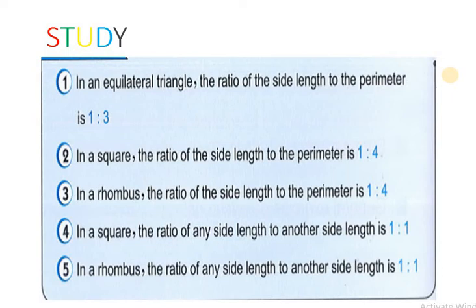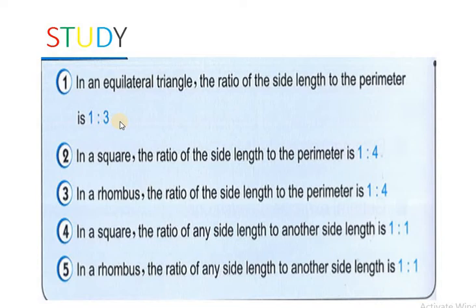In an equilateral triangle, the ratio of the side length to its perimeter is 1 to 3. Look here, this is an equilateral triangle. It has 3 sides and all the sides are equal. When I want the ratio of the side length to its perimeter, the side length means one side, and the perimeter is the sum of these 3 sides.